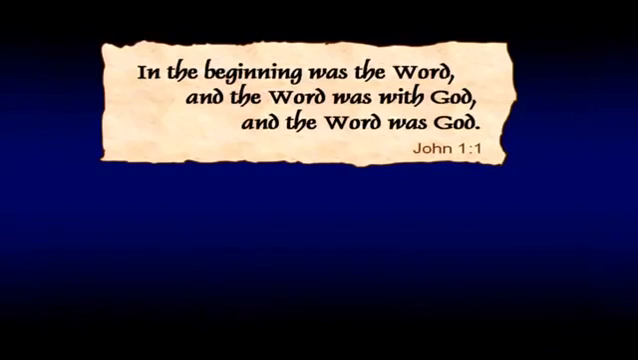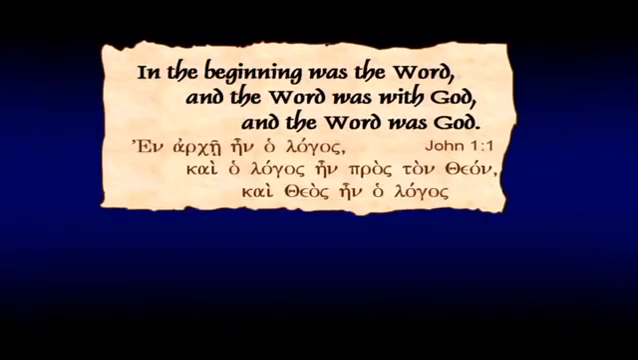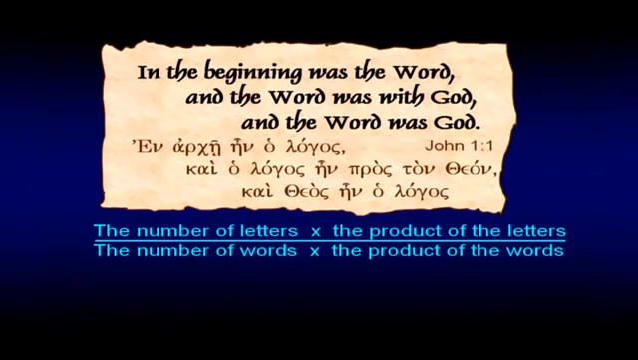Let's take the other verse. We saw Genesis 1:1 led to pi. Let's take John 1:1. In the beginning was the Word, the Word was with God, the Word was God. If you take that into Greek, again, Greek has a numerical value for each letter. Do exactly what we did with Genesis 1:1. The number of letters times the product of letters, divided by the number of words times the product of the words. You get E to 4 decimal places.